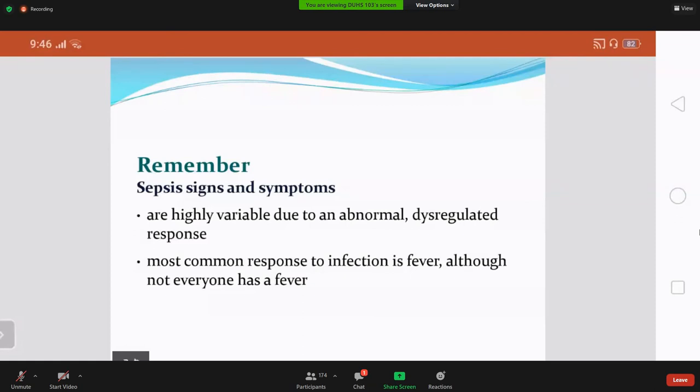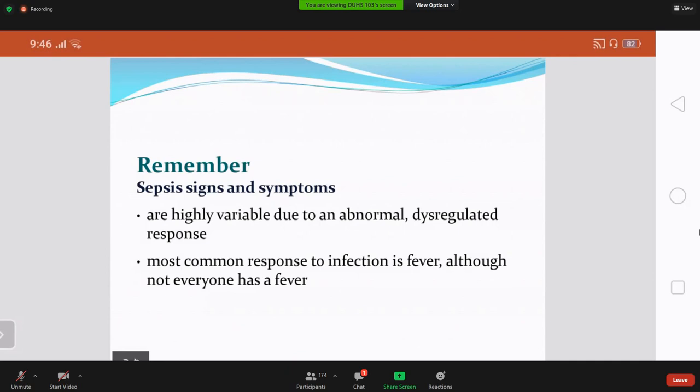Severe sepsis is one in which you see a number of organ dysfunctions as a result of sepsis. Septic shock is when the patient is unable to maintain the blood pressure as a result of severe sepsis in spite of fluid resuscitation. And one of the complications of sepsis is multiple organ dysfunction syndrome, in which there are a number of organ dysfunctions as a result of failure to achieve homeostasis.